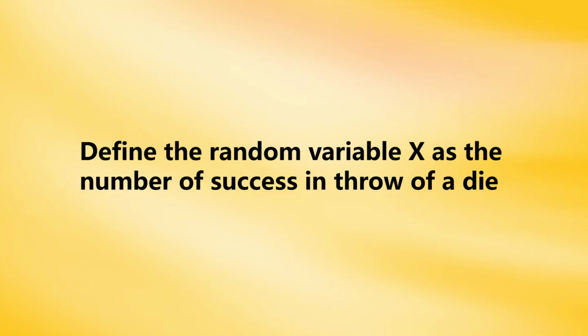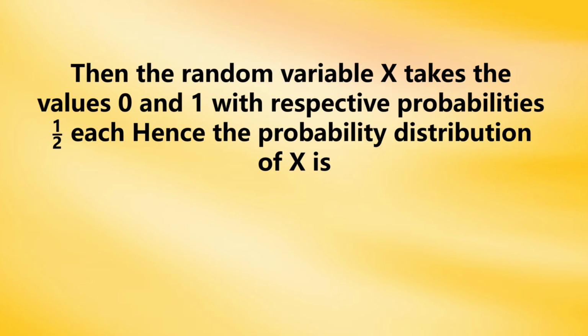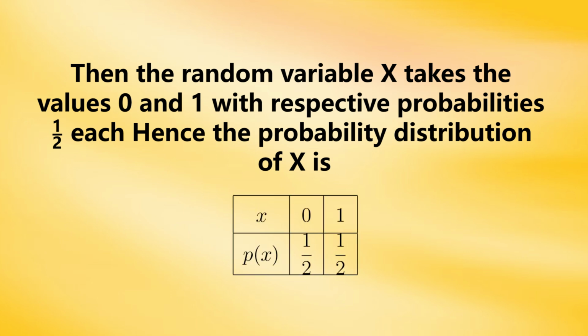Now, define a random variable x as the number of successes in the throw of a die. Then the possible values that x can take are 0 and 1 with respective probabilities 1 by 2 each. Hence, the probability distribution of x is probability of x equal to 0 is 1 by 2 and probability of x equal to 1 is 1 by 2, as shown in the table.